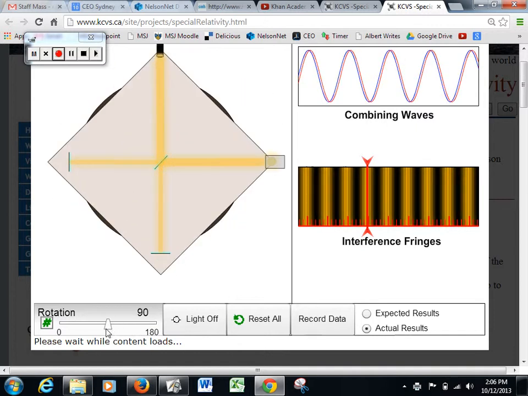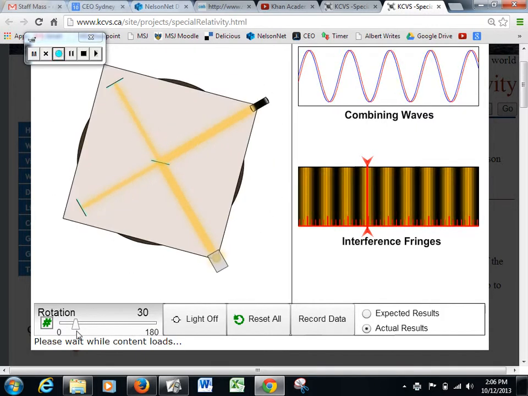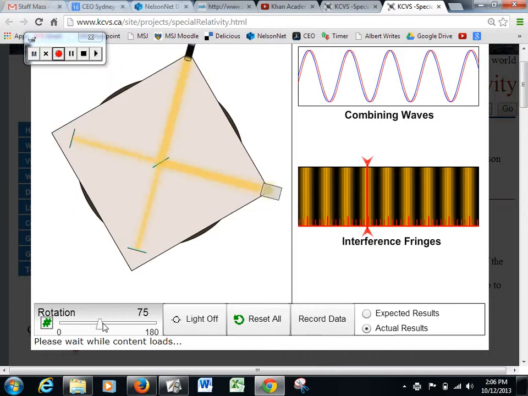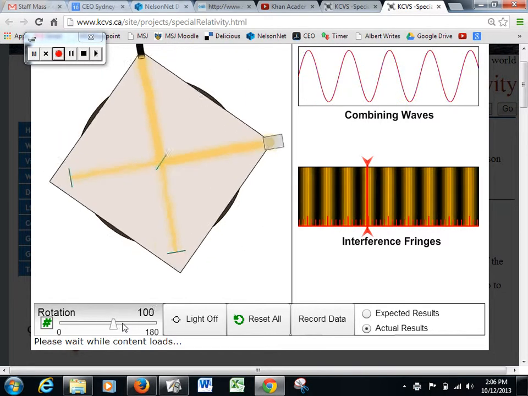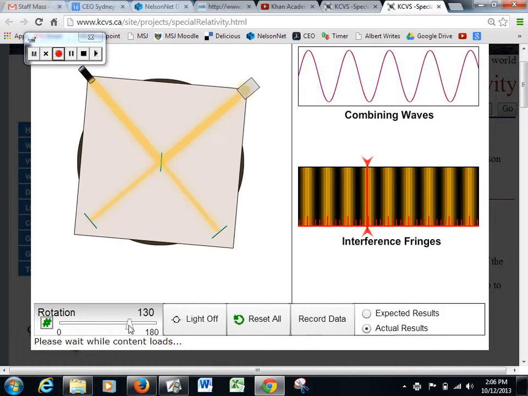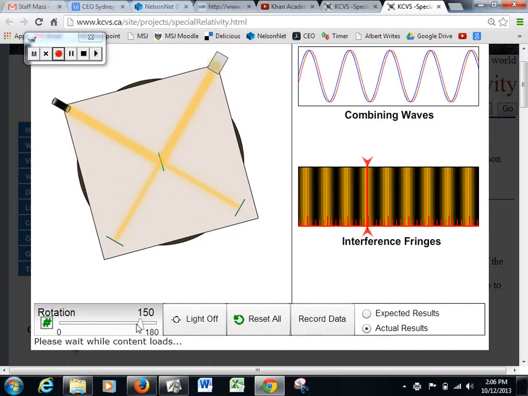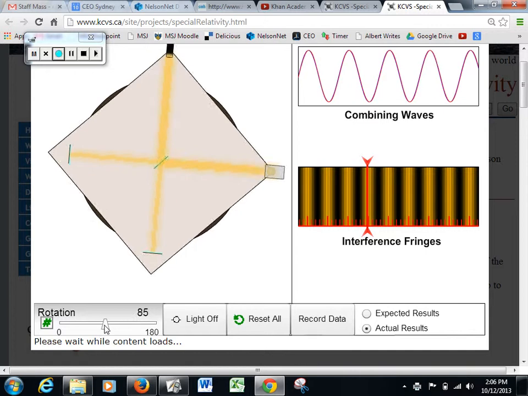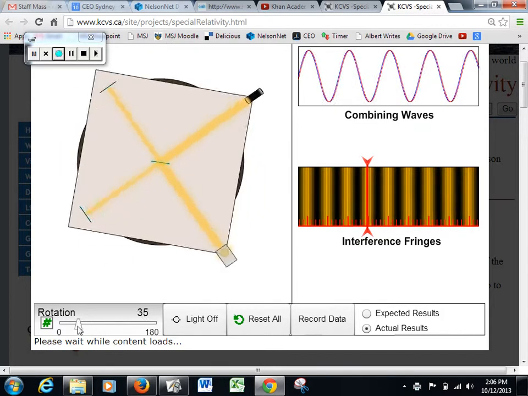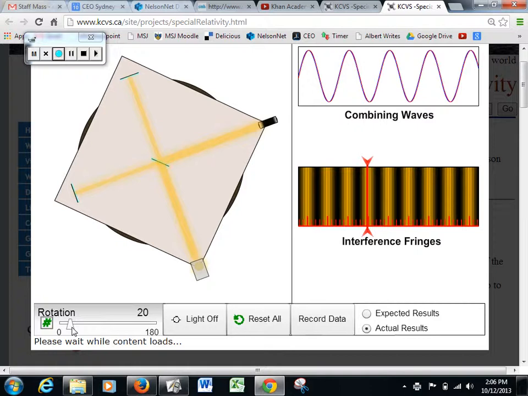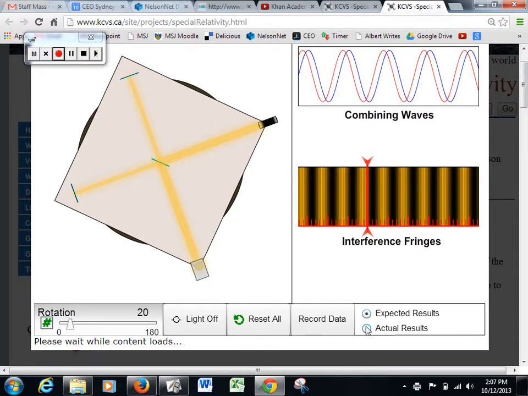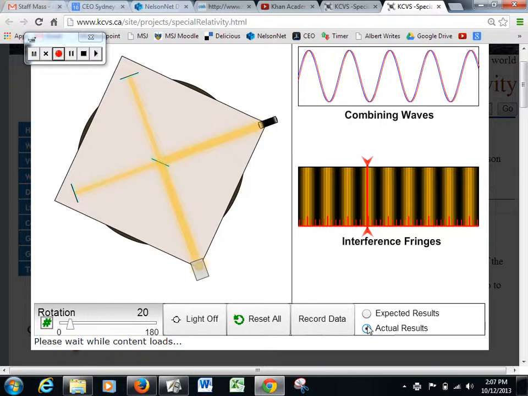So looking at that, there's absolutely no difference. There's a small difference, of course, because of the applet, but basically the combining waves arrive at the same time. And as a result, if we do that and we look at the interference fringes, nothing changes. So as the apparatus is rotated backwards and forwards, the interference pattern does not change. And this was not expected. We expected it to have a movement, but in reality it stayed the same.